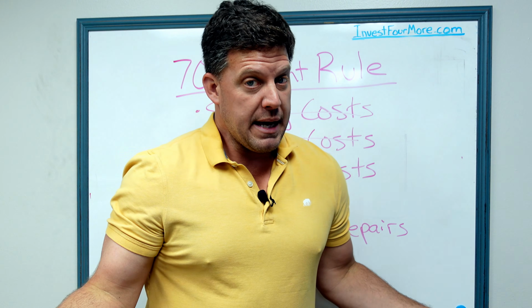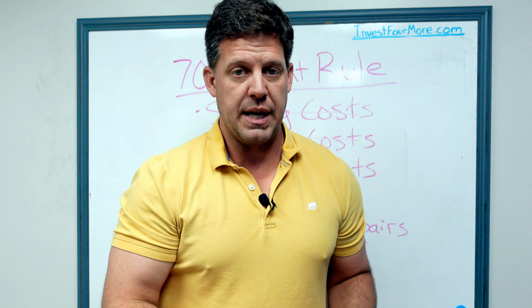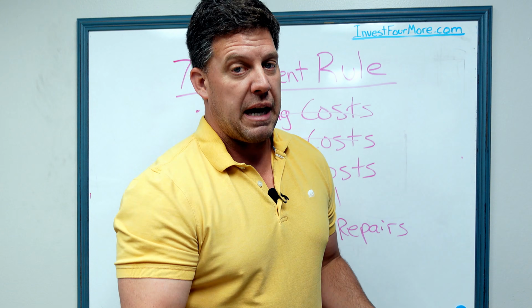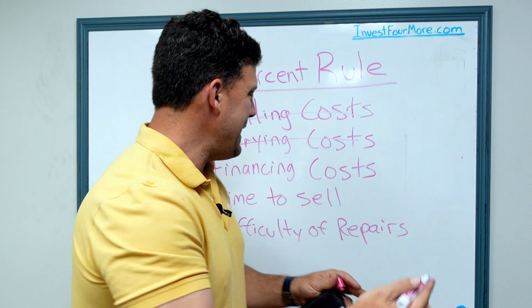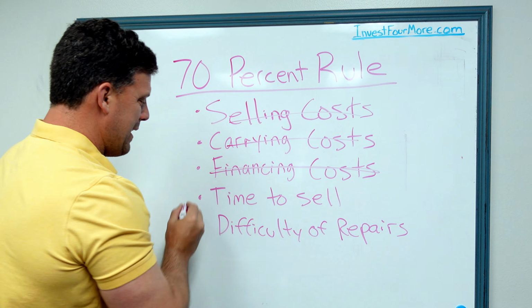Financing costs. You could pay cash for a flip. You could use a bank loan at 5%. You could use hard money at 10%. You could use private money at 15%. You could do 70% down. You could do 20% down. You could do 0 down, right? The 70% rule does not account for it.